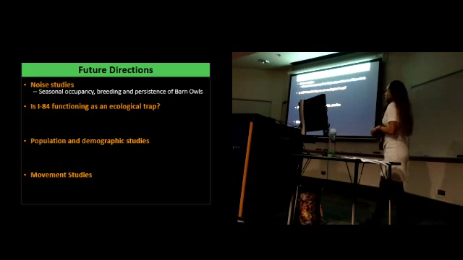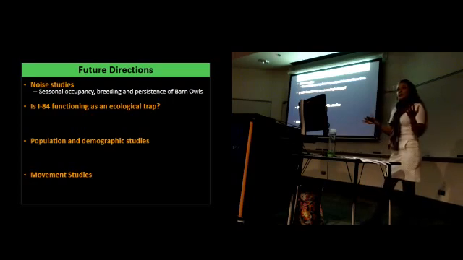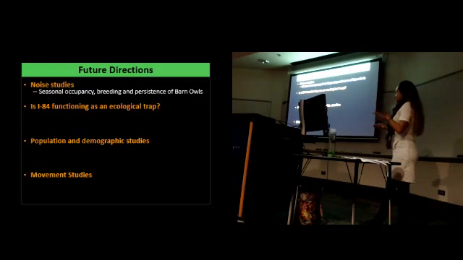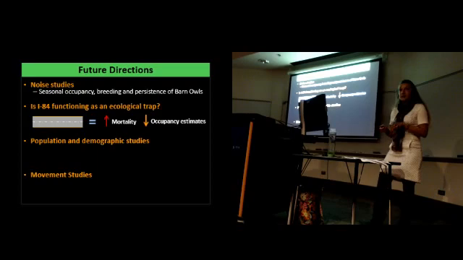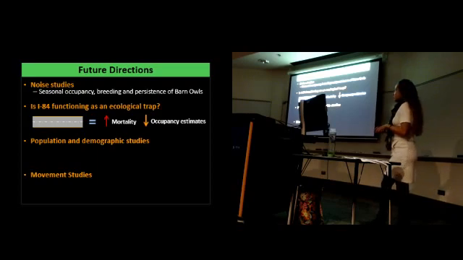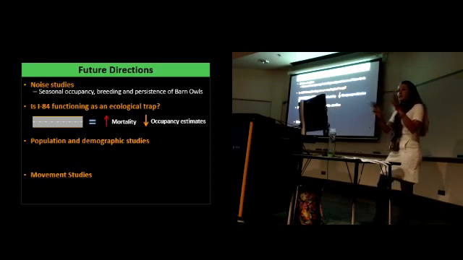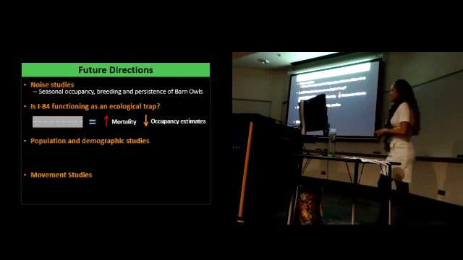Although in general, I-84 was not functioning as an ecological trap, when I took a closer look at some of the segments and my predicted occupancy estimates, I found that there were interstate segments that had extremely high mortality rates corresponding to very low occupancy estimates. And so future research should take a closer look at those areas to see if there's something in those regions that is functioning as an ecological trap for barn owls.